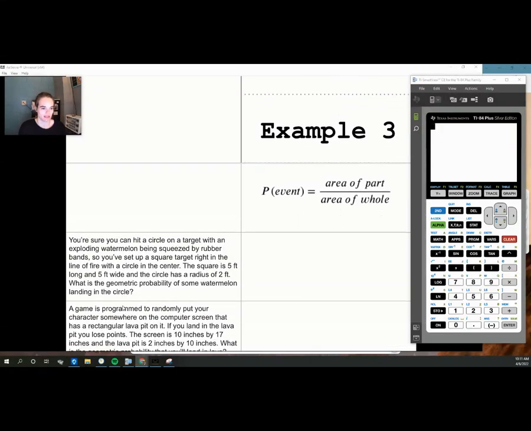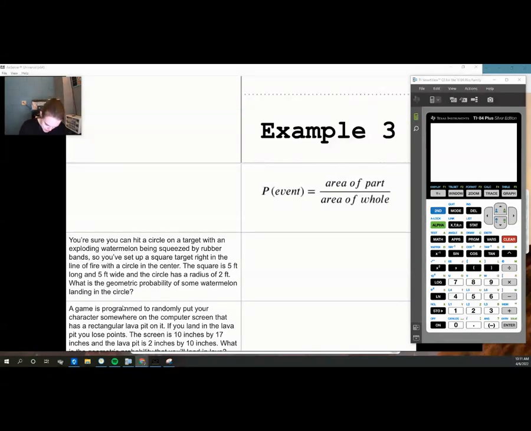So, let's look at the first example. You're sure you can hit a circle on a target with an exploding watermelon being squeezed by rubber bands. So you set up a square target right in the line of fire with a circle in the center. The square is 5 foot long and 5 foot wide, and the circle has a radius of 2 foot. What is the geometric probability of some watermelon landing in the circle?